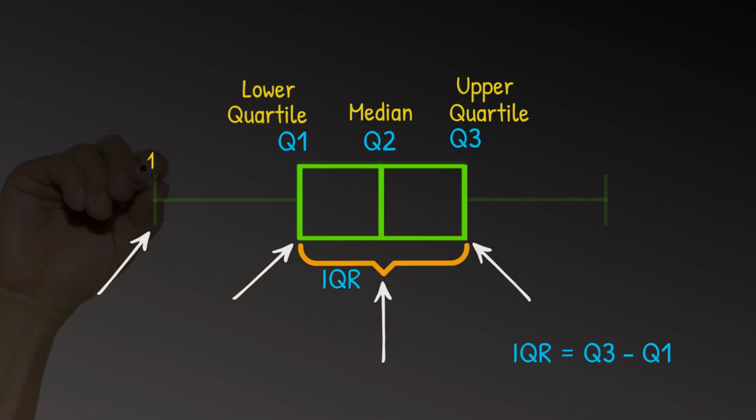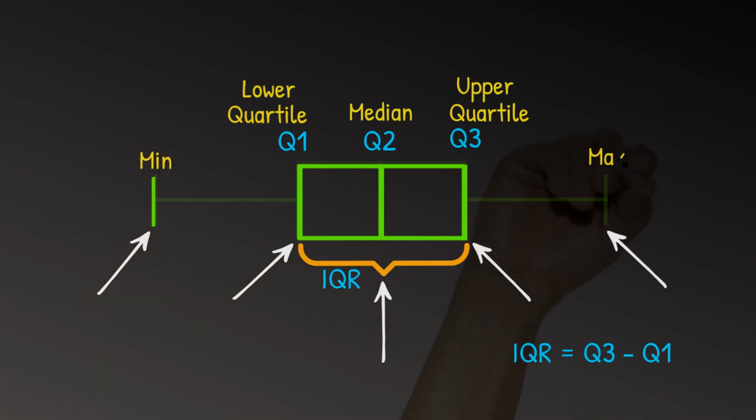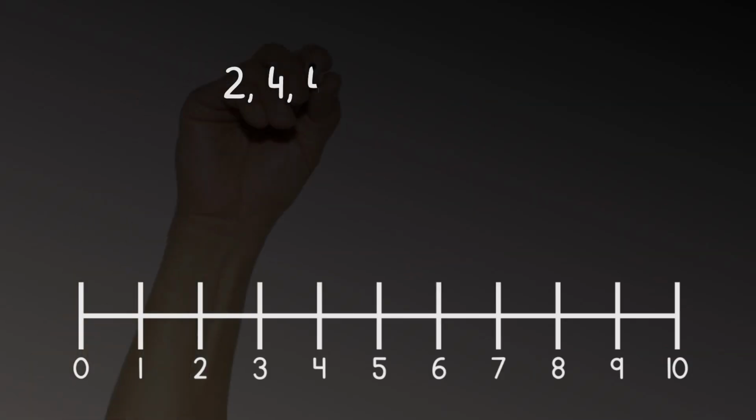Now we also have the minimum number and the maximum number. So if we draw a line from the box to the minimum and the maximum numbers, these form the whiskers. There are exceptions to this when you have outliers, but we'll cover that later. So for now, let's look at this data set.